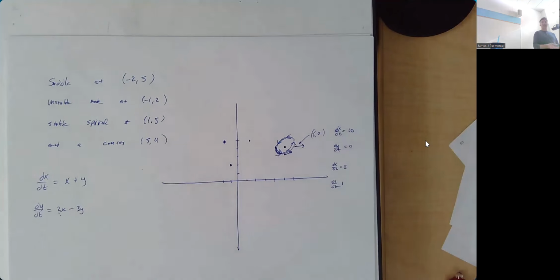So that's how I would figure out the clockwiseness or counterclockwiseness of your spirals, by picking points around the equilibrium where the spiral is, and then trying to just see which way things are going. That's probably the easiest way to do it.